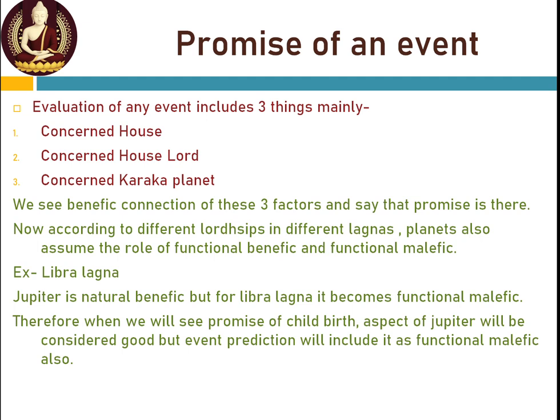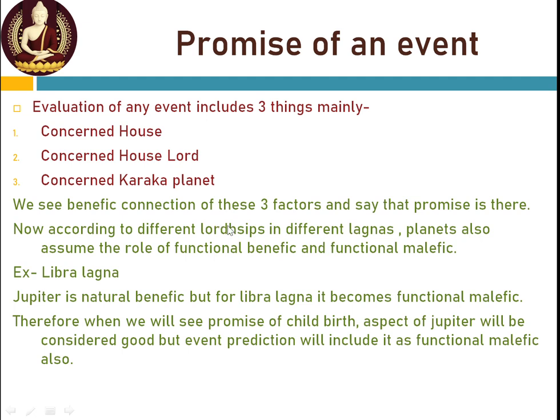Now see, promise of an event we can see. Now there are three things when we see promise of any event: concerned house, concerned house lord, and concerned karaka planet. See benefit connection to these three factors and say promise is there.